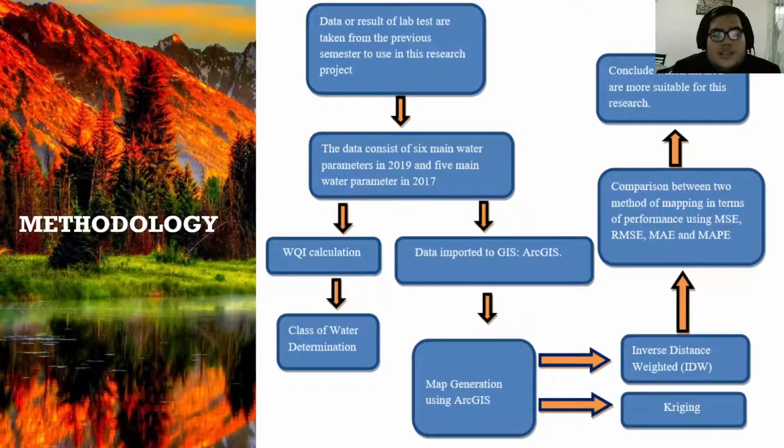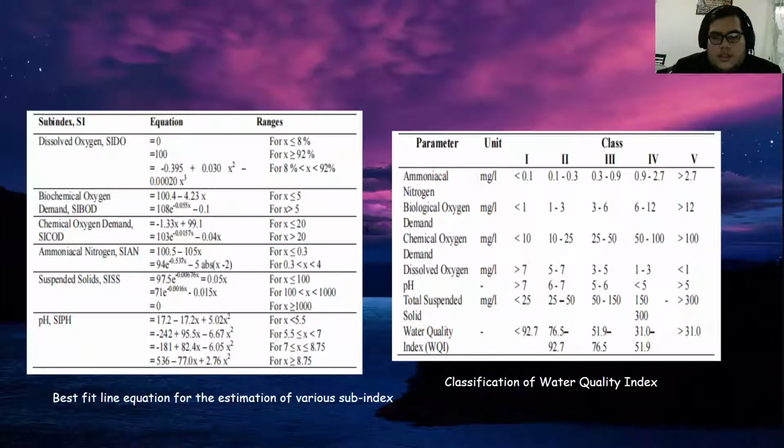Then, following the table of class classification of the river, we can identify the class for each sample location, and overall we can make a conclusion about the class of Pusu River in 2019. This is an example of the table: on the left is the sub-index equation, and on the right is the table of class classification of the water quality index.